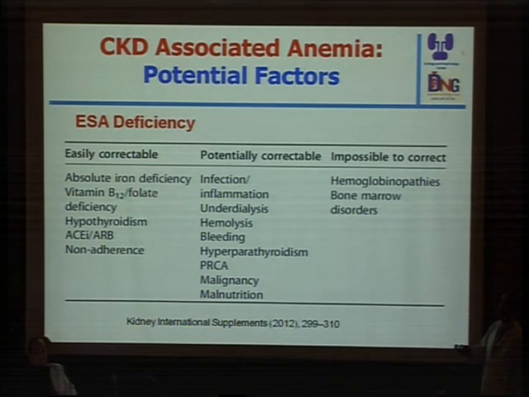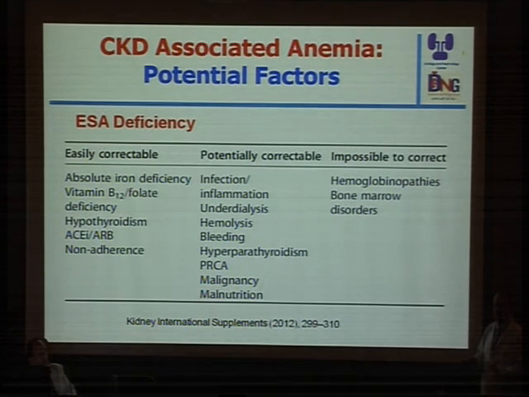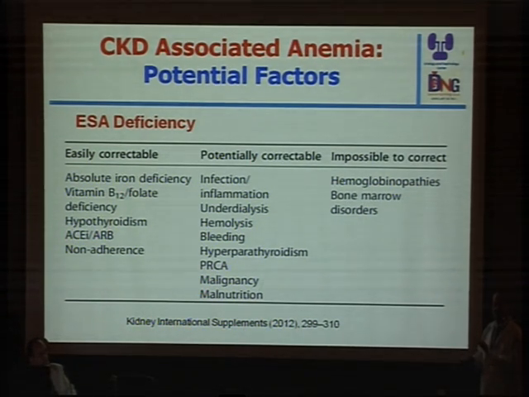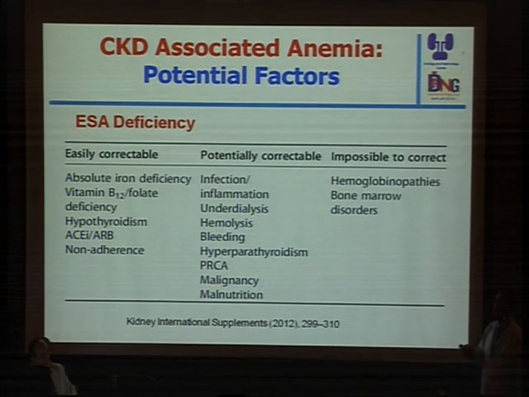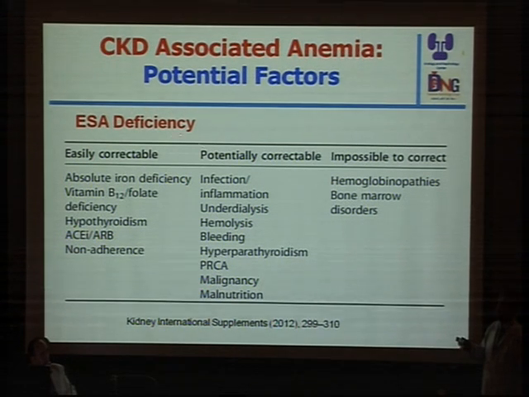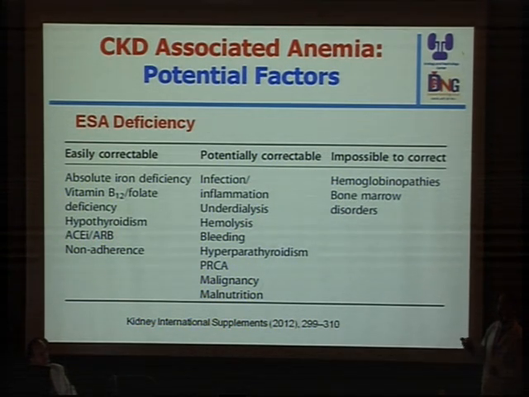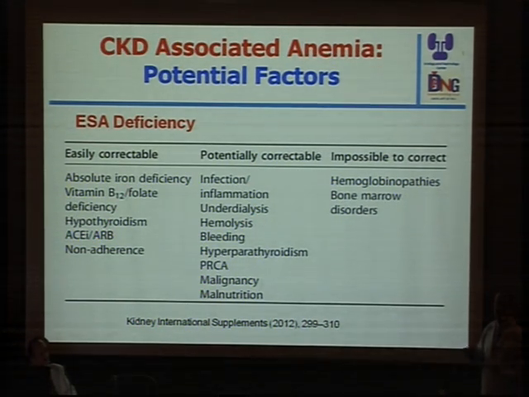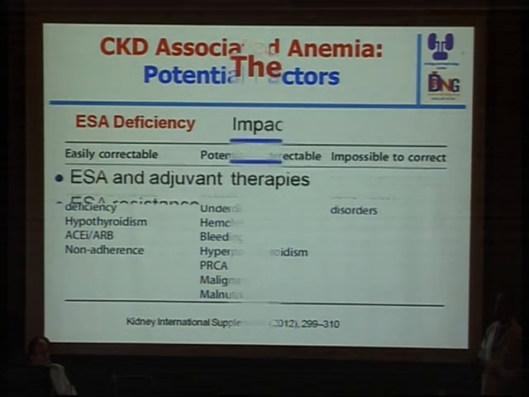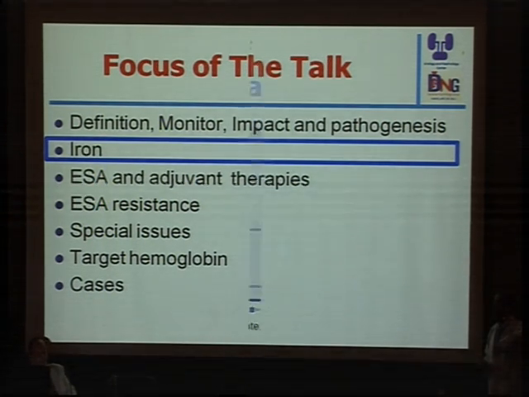If I know it is absolute iron deficiency, I should give iron. So, starting with anemia management, start with iron, and it is cheap, or relatively cheap. And then I think of erythropoietin deficiency, and I give the least possible dose. If the patient needs a larger dose, I should think of the causes of erythropoiesis resistance, as I showed you. So the first stop in the management is iron.